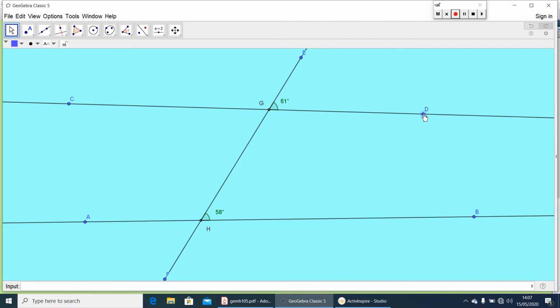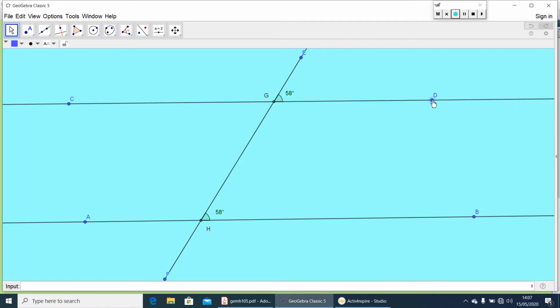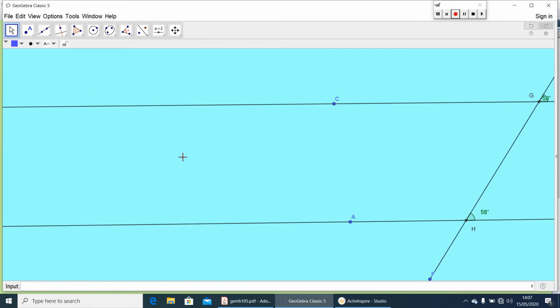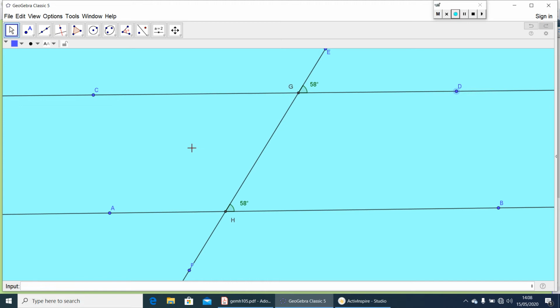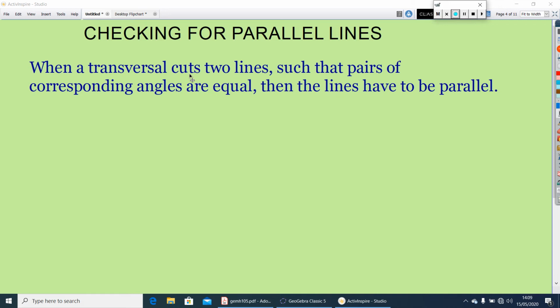Or you remove it. Now see, these two corresponding angles are equal. Now you can see these lines are parallel. So to check whether two lines are parallel, you just find the corresponding angles, and if the corresponding angles are equal, you can say the lines are parallel. So we can conclude, when a transversal cuts two lines such that pairs of corresponding angles are equal, then the lines have to be parallel.